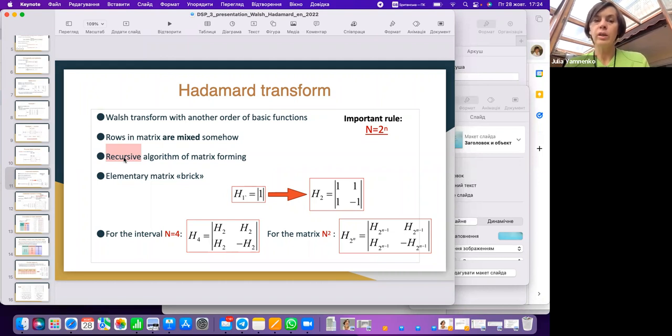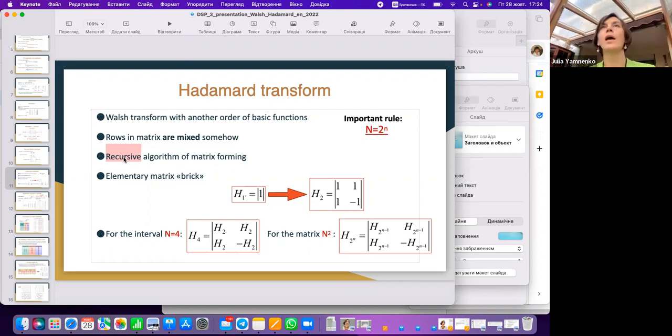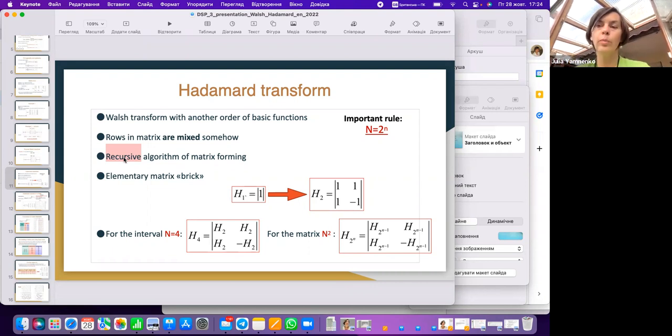Actually, this is very easy because a recursive algorithm means that if we know the smaller matrix, somehow we have a way to build a matrix with a small dimension. And if we know this matrix, we can construct the matrix with a higher dimension. And then construct the next one with an even higher dimension, and so on and so on. So it is a very easy and logical way to build a matrix with a necessary dimension. This is a recursive algorithm.